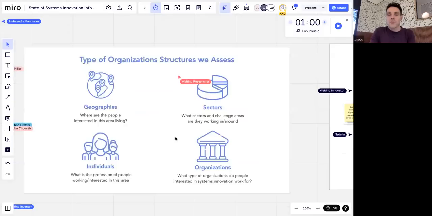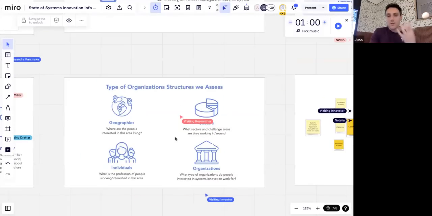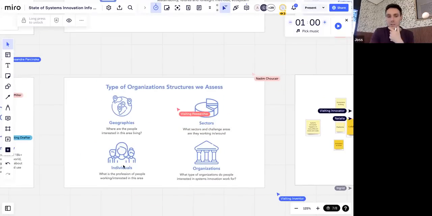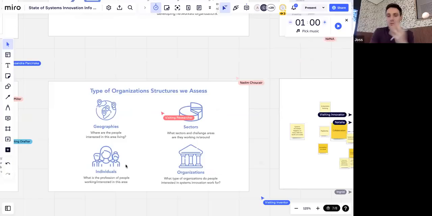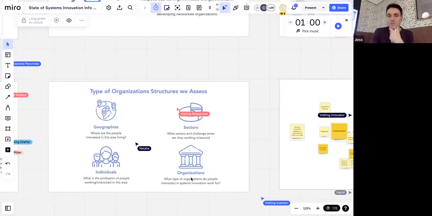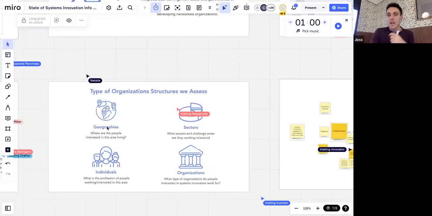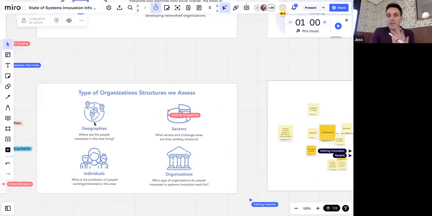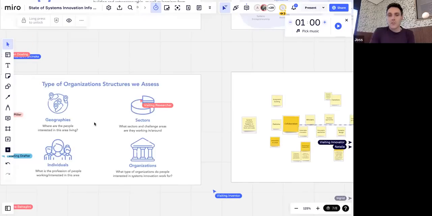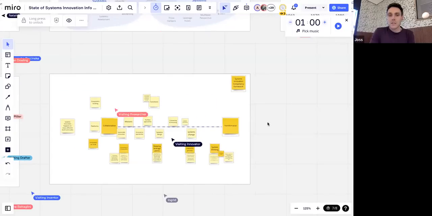The way of structuring what we're assessing is in terms of individuals, what's their capacity, organizations, what's the capacity of organizations, sectors of the economy, right? Is this very prominent in healthcare or in energy or so forth, and geographies, which parts of the planet are these people who are interested in this stuff? And that's a way, again, of structuring this framework for assessment.